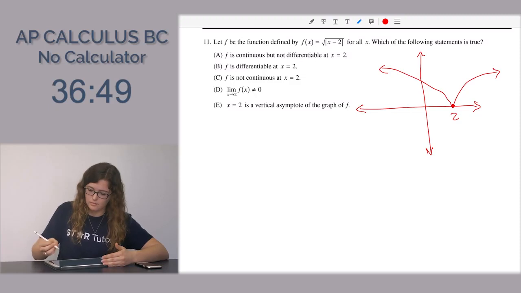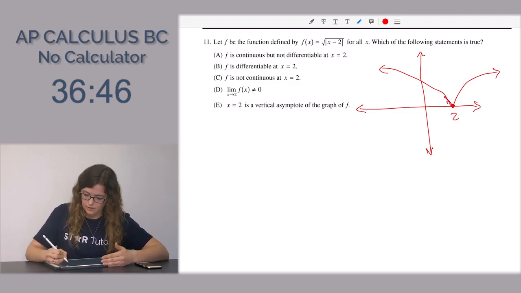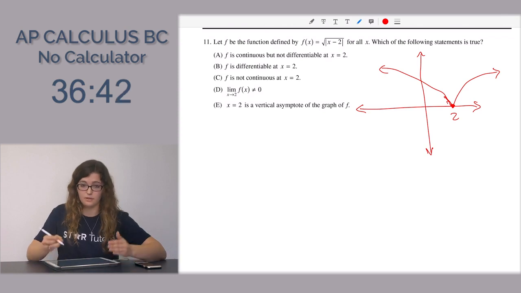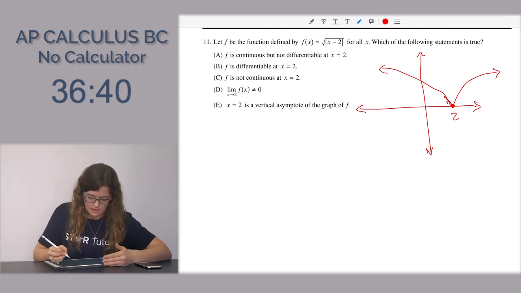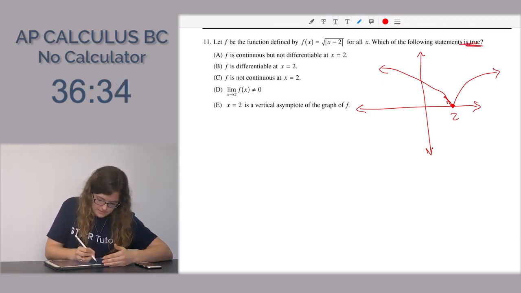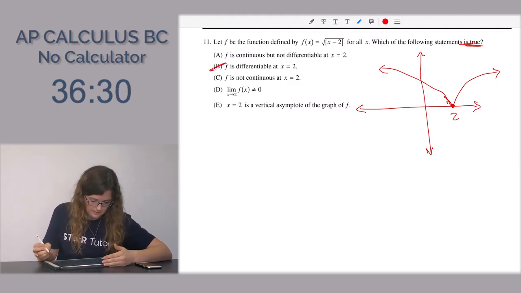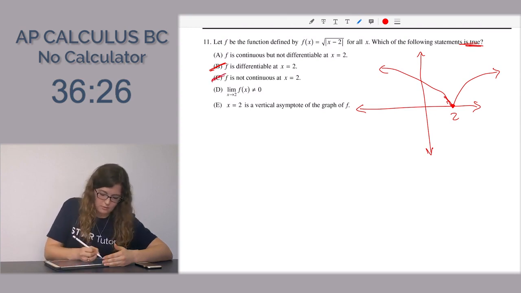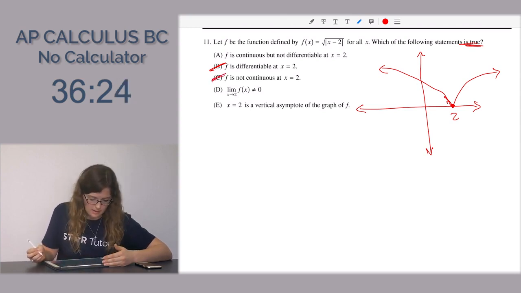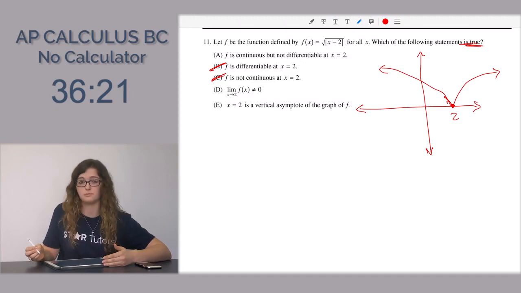So first of all, good thing to remember is that the absolute value function is not differentiable at the point in the middle. So this function is not going to be differentiable at 2. I do know that. So which of the following statements is true? F is differentiable at 2. That can't be true. F is not continuous. No, that's not true. It's continuous. I can draw it without picking up my pencil. F is continuous but not differentiable at 2.